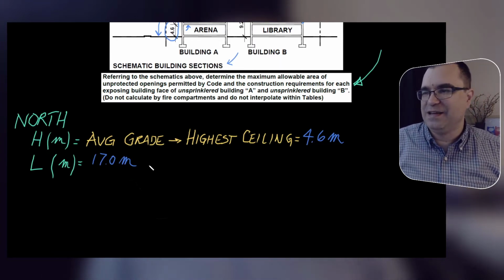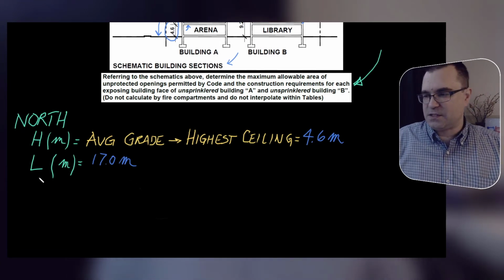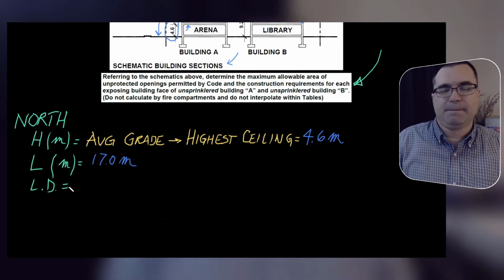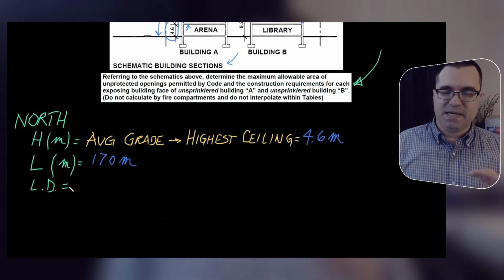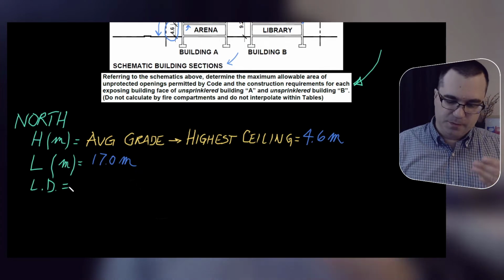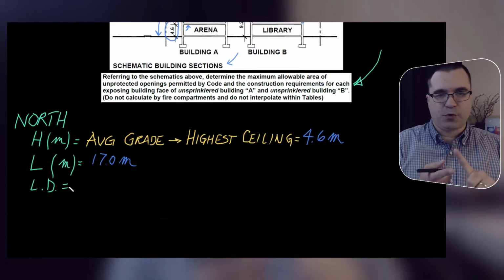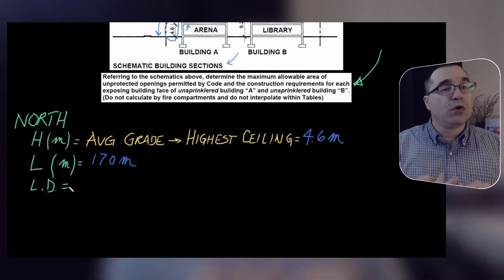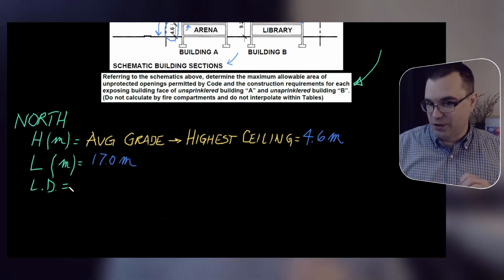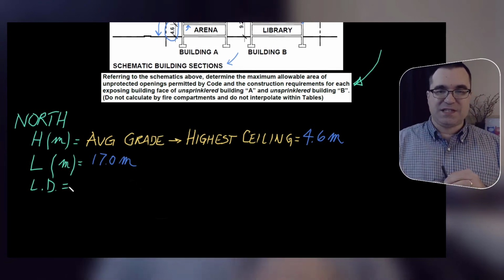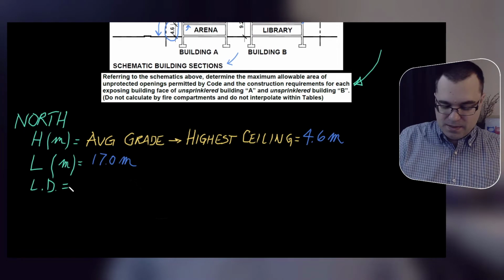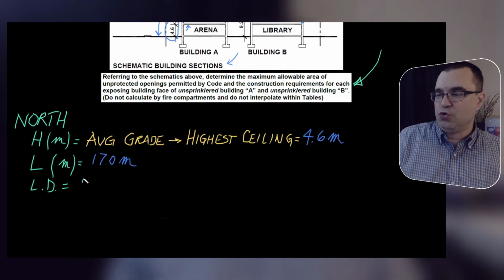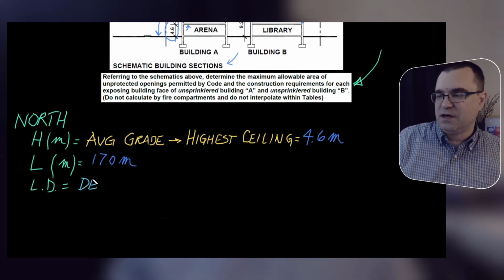The next one that I need, which is super important, is going to be limiting distance, which is the maximum distance allowed between the face of the building and either the property line or a fictitious location between two buildings or the middle of a street. It all depends on what that face of the building is facing. Okay, so to figure out the appropriate limiting distance, go and check out the definition for limiting distance.